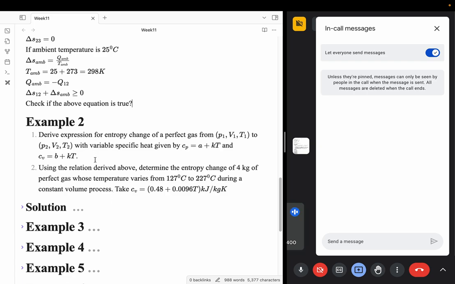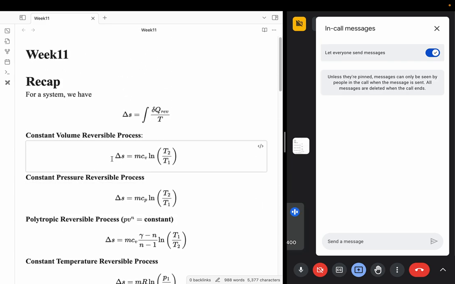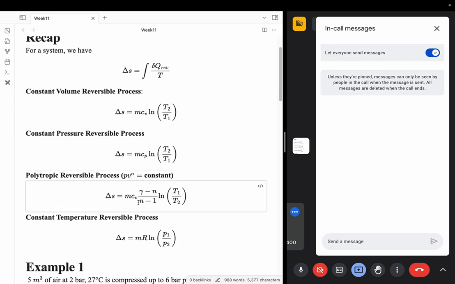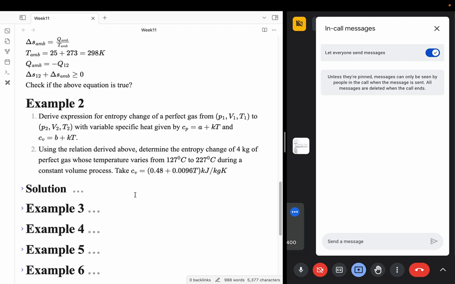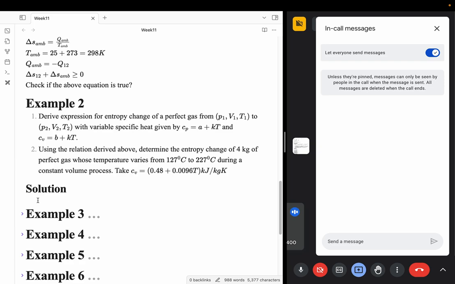So this is again a standard case. We have already derived equations for certain cases when we have constant specific heats for whichever process it is. In all of these cases, we have a specific heat which is not changing with respect to temperature. But you may have cases where these properties change with temperature. So you can have Cp and Cv as a function of temperature. Then what would you do? It's just a matter of calculus. So maybe you can take a couple of minutes and solve it.